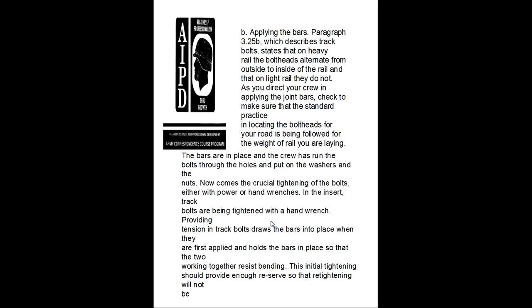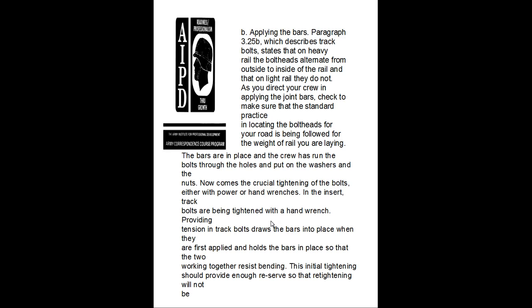Applying the bars, as described in paragraph 325: on heavy rail, bolt heads are alternated outside and inside the rail, and on light rail as the foreman directs the crew. In applying the joints, make sure that the standard practice in locating the bolt heads for the road is being followed for the weight of the rail that you are laying. The bars are in place and the crew has run in the bolts through the holes, put on the washers and the nuts. Now comes the critical tightening of the bolts.